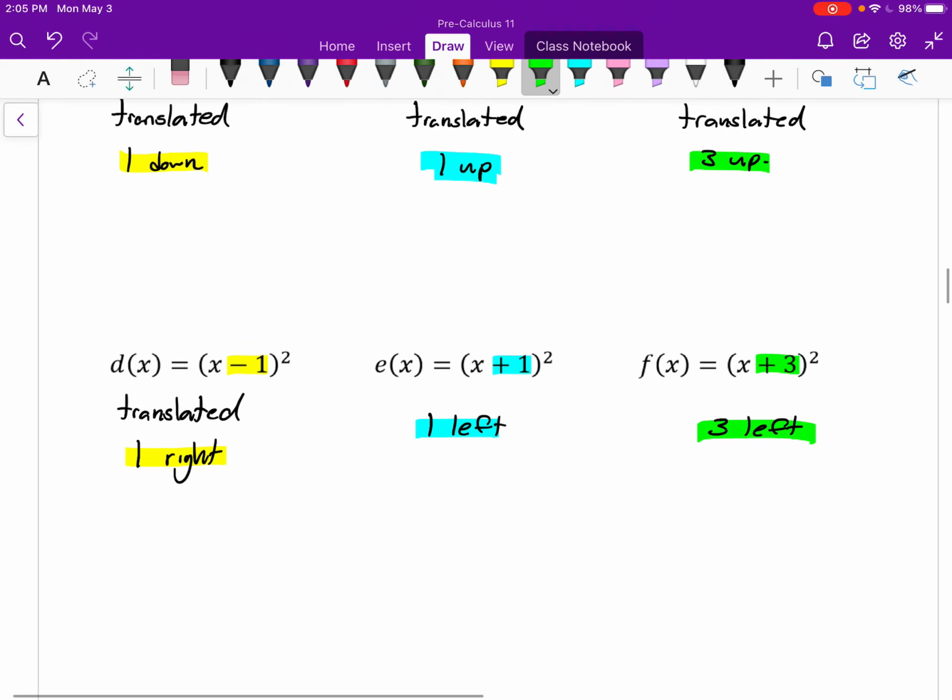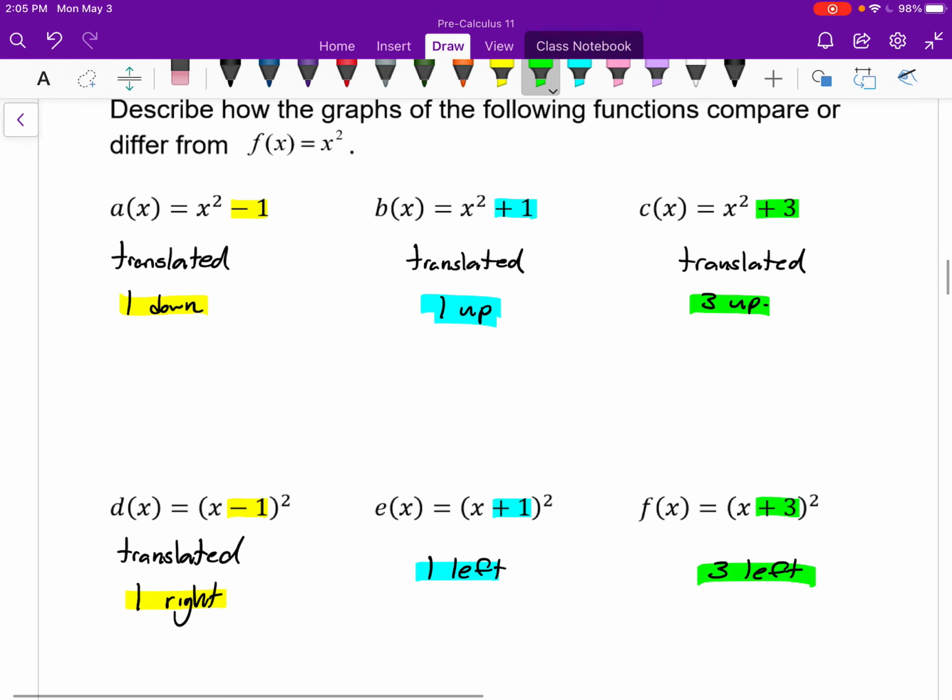And so with that said, when I add or subtract a number to x squared, it does move it up or down, left or right. And where it moves depends on whether I'm adding or subtracting and where I'm adding or subtracting. If I'm adding or subtracting outside the x squared, then it moves up or down. If I'm adding or subtracting inside the square, then it moves left or right.